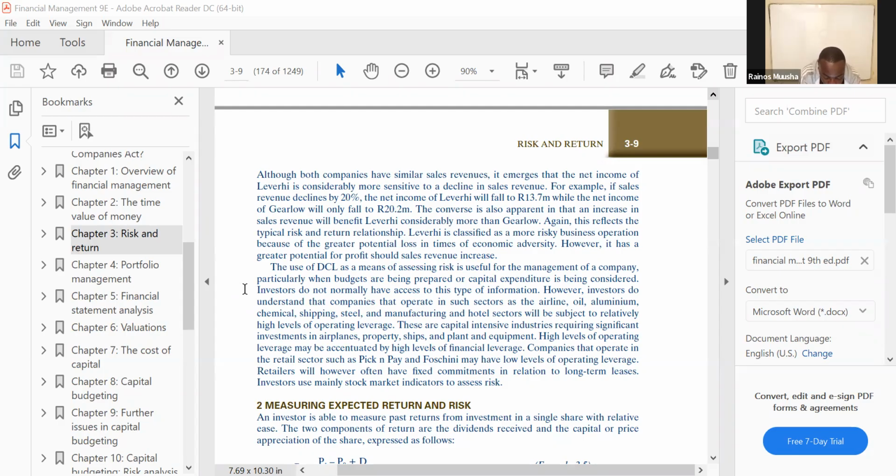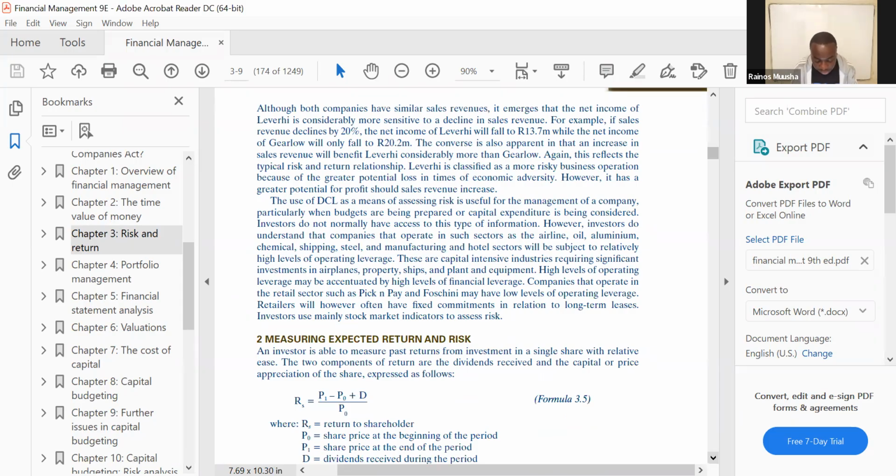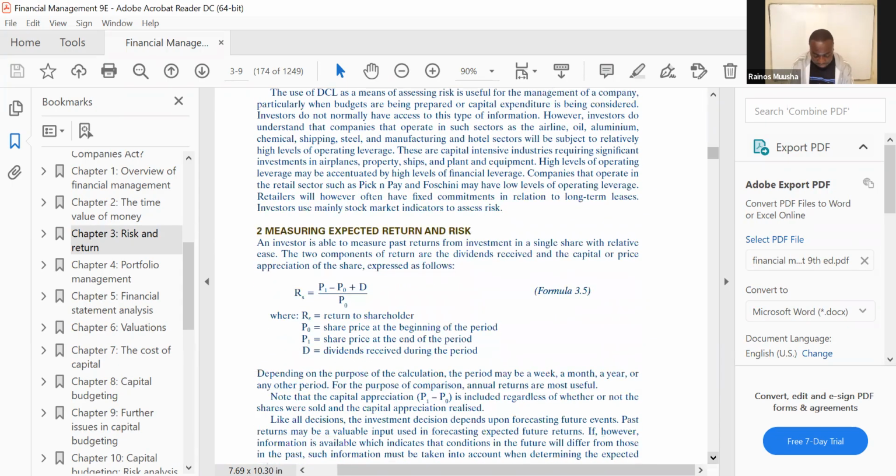High levels of operating leverage may be accentuated by high levels of financial leverage. Companies that operate in retail sectors such as Pick n Pay and Foschini may have low levels of operating leverage. Retailers will, however, often have fixed commitments in relation to long-term leases. So investors use mainly stock market indicators to assess the risk in those cases. Please just take note of this, although I would not expect it to be asked as a theory question in the exam.